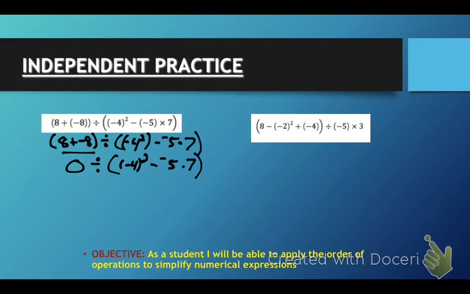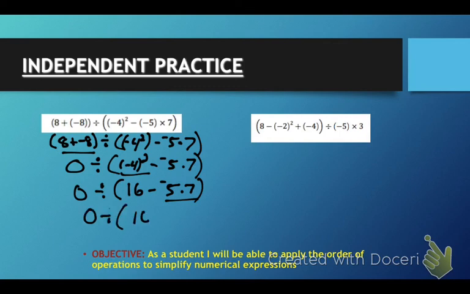What do we do in our other parentheses? Well, we need to do exponents first. Negative 4 squared is negative 4 times negative 4, which is 16. 0 divided by, in parentheses, 16 minus a negative 5 times 7. And now that we're done with that, we have minus a minus, and we have times. So we need to go ahead and do multiplying first because we have subtraction and multiplying. 5 times 7 is 35. So we have 0 divided by 16 minus, and it's a negative 5 times 7, which gives us negative 35. So minus a negative 35.